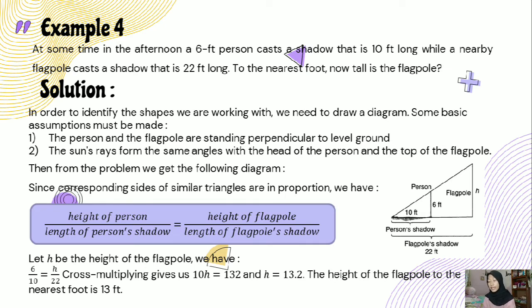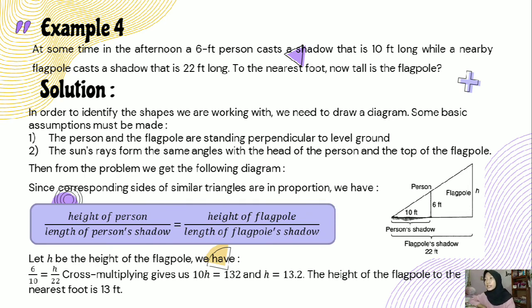Since corresponding sides of similar triangles are in proportion, we have height of person per length of person's shadow equals height of flagpole per length of flagpole's shadow. Let h be the height of the flagpole. We have 6 per 10 equals h per 22. Cross multiplying gives us 10h equals 132 and h equals 13.2. The height of the flagpole to the nearest foot is 13 feet.